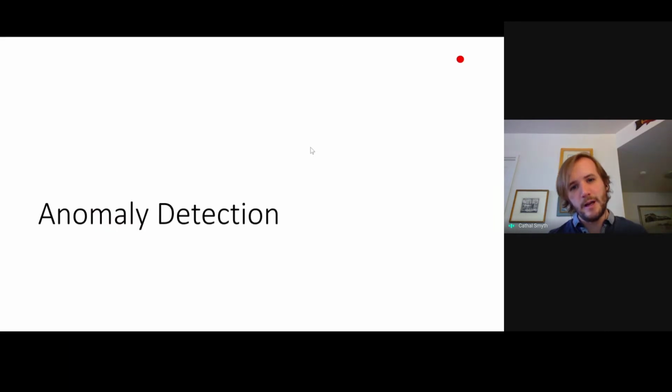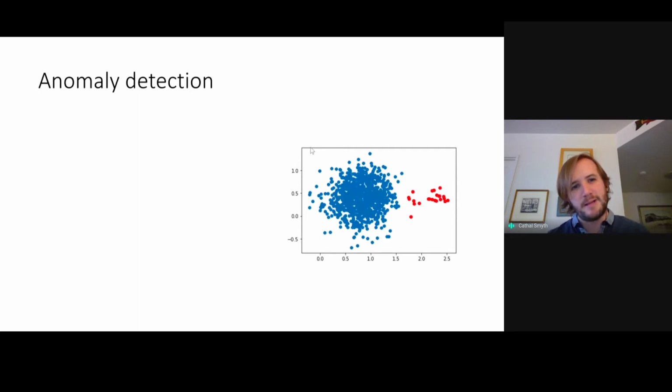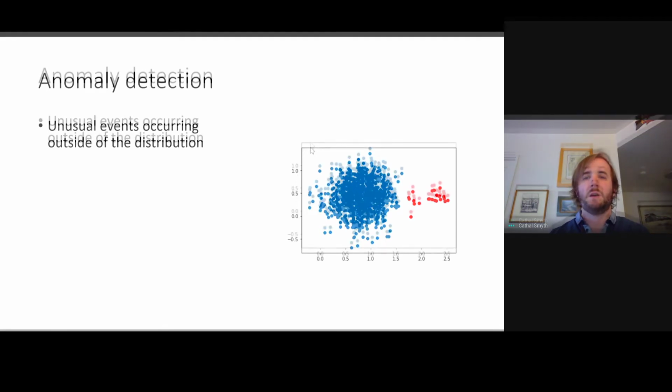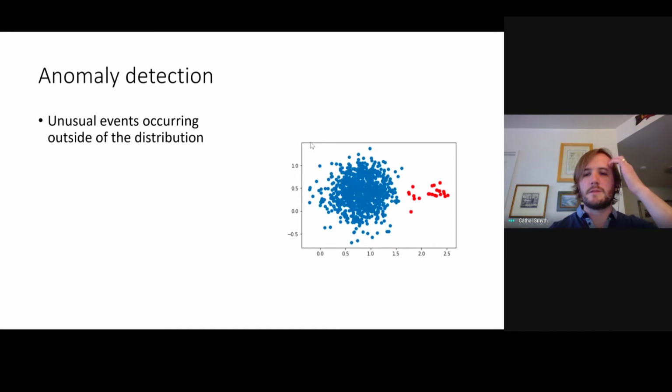Okay, so anomaly detection, I'm sure a lot of you have done some form of algorithm in this in the past. Fairly useful algorithm to have in your tool set. Typically, you're just looking at unusual events that are occurring outside of a distribution. So you can see here on the right, this is just data that's generated from a multinomial distribution. And we have a couple of anomalous events just to the right of it.